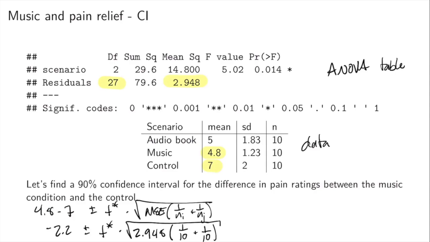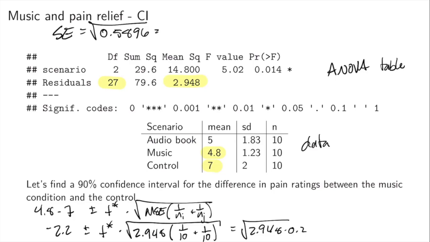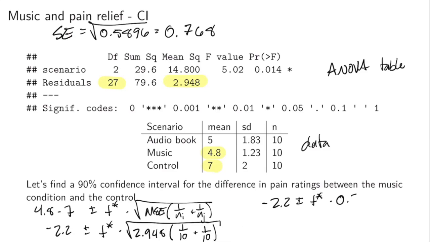And then we have to do some arithmetic. So 1 over 10 plus 1 over 10 is 0.2. 2.948 times 0.2 is 0.5896. The SE is going to be the square root of that, which is 0.768, I'll round to. So now I've got minus 2.2 plus or minus t star times 0.768. And then the last thing that I need is my critical t star.